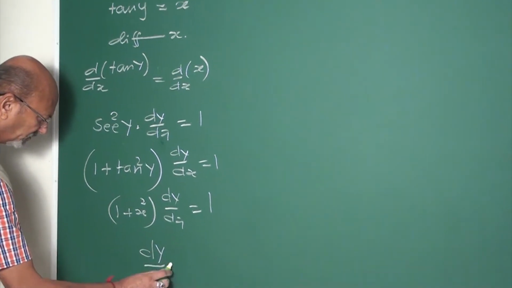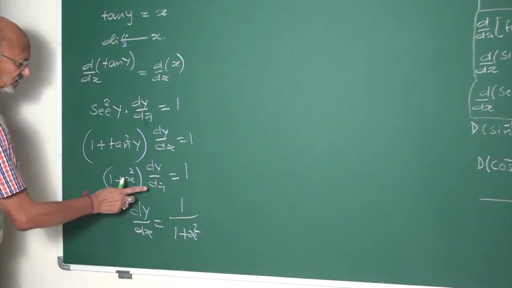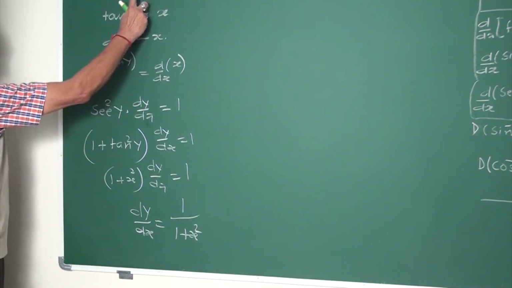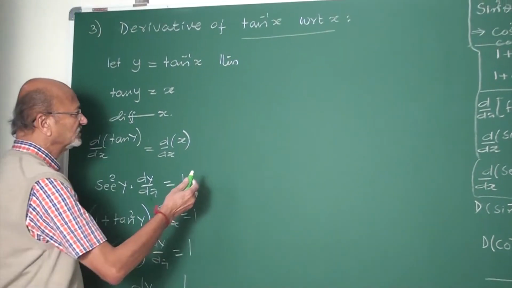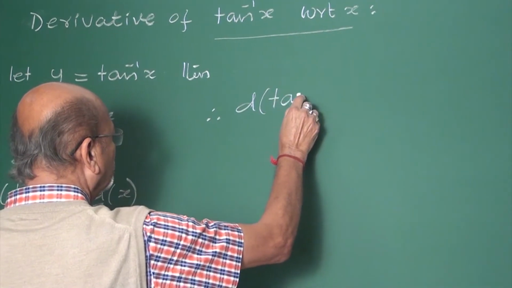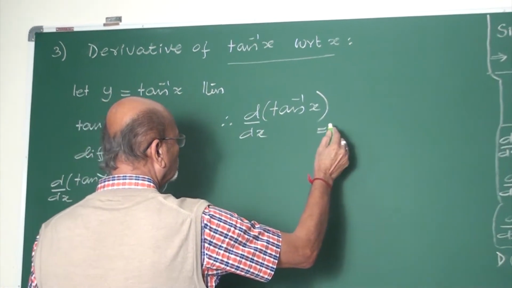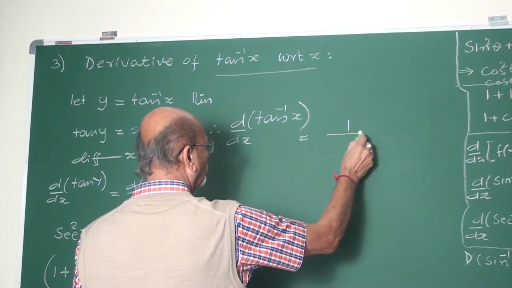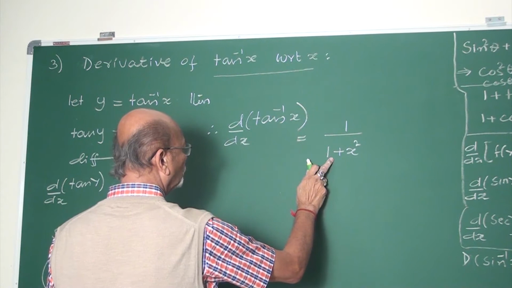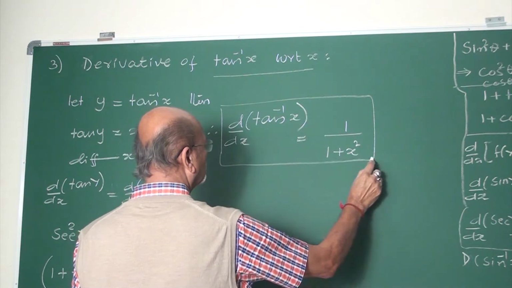So dy by dx is 1 upon 1 plus x square. But what is y? Y is tan inverse x. Therefore, the derivative of tan inverse x with respect to x equals 1 upon 1 plus x square. So, the derivative of tan inverse x is 1 upon 1 plus x square, my friends. This is the third one.